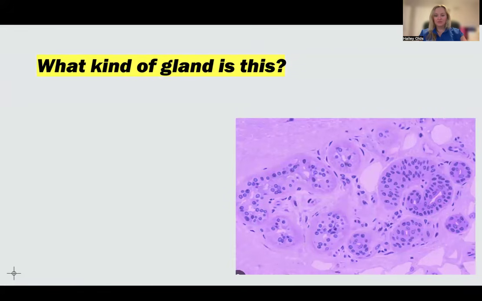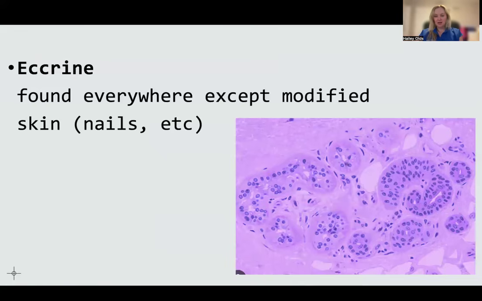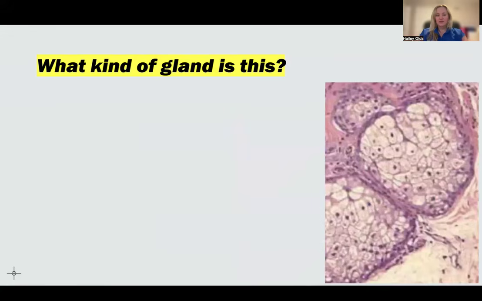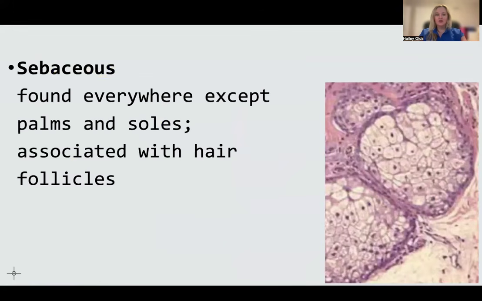What about this one? This one looks kind of similar, but the lumen is a little bit more collapsed or folded over. And these are eccrine glands. These are found pretty much everywhere except for modified skin like nails. And then what kind of gland is this? This has like the foamy cells. So these are sebaceous glands, and these are usually associated with hair follicles. So they're pretty much everywhere except for the palms and soles where there are no hair follicles.